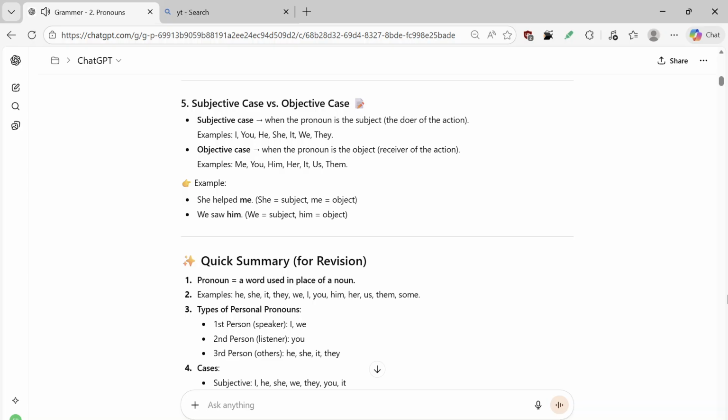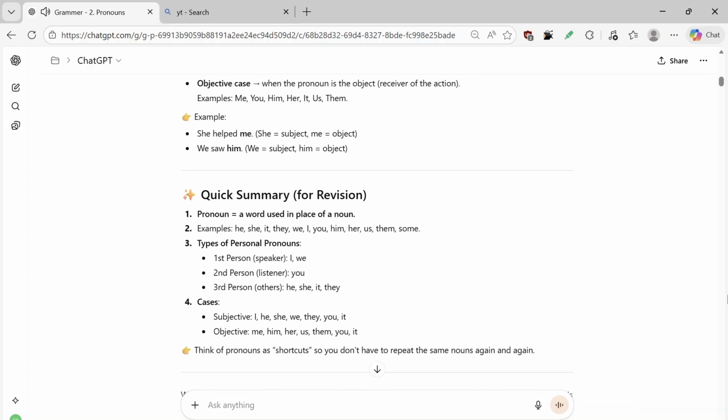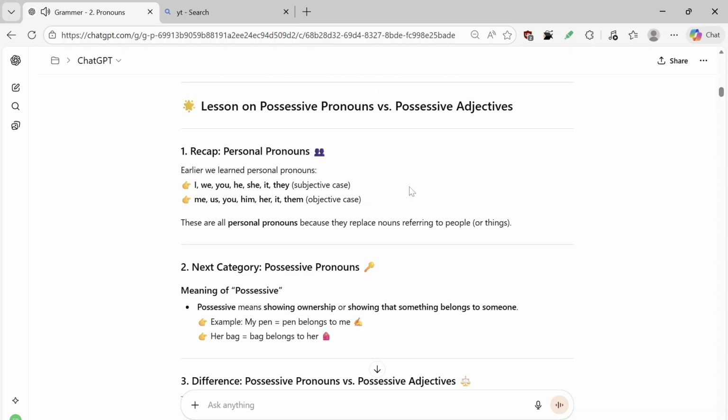Quick summarization. 1. Pronoun equals a word used in place of a noun. 2. Examples: he, she, it, they, we, I, you, him, her, us, them, some. 3. Types of personal pronouns: first person, I, we; second person, the listener, you; third person, others, he, she, it, they. 4. Cases. Subjective: I, he, she, we, they, you, it. Objective: me, him, her, us, them, you, it. Think of pronouns as shortcuts, so you don't have to repeat the same nouns again and again. We'll keep a neat summary for quick review.